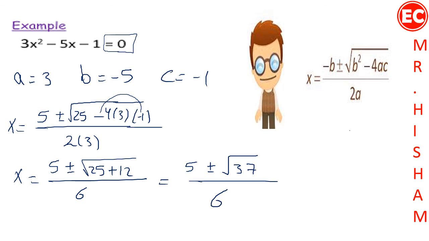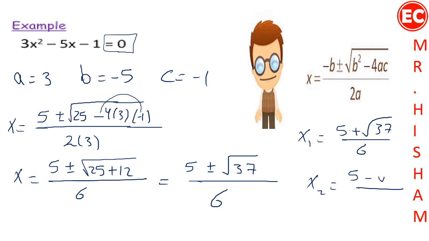You can write it as two roots. x1 is equal to 5 plus root of 37 divided by 6, and x2 is 5 minus root of 37 divided by 6.